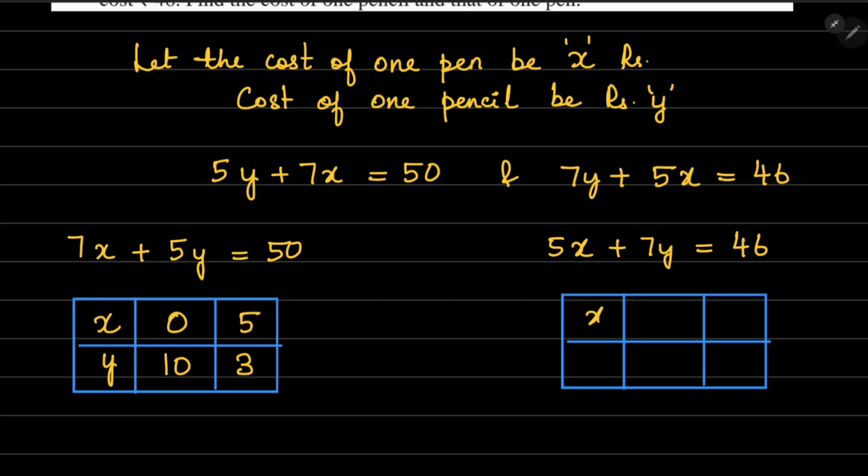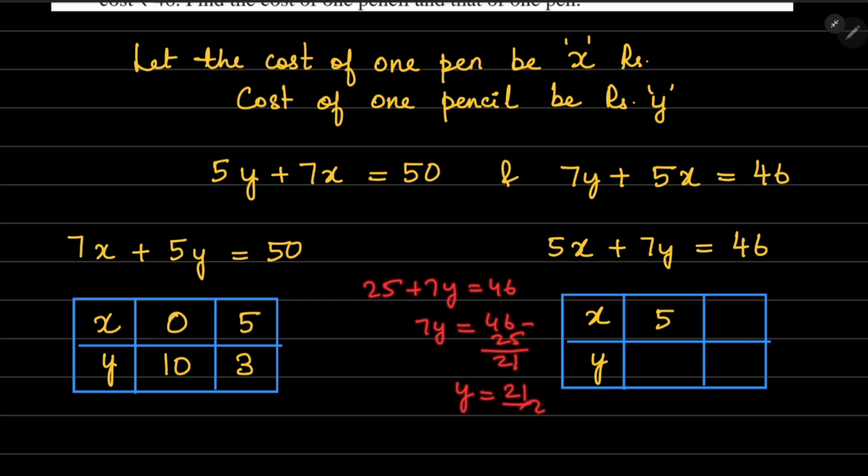Similarly, over there, x comma y, let's take few points. Suppose your x is 5. What will you get? So 25 plus 7y equal to 46. 7y equal to 46 minus 25, which is 21. So y will be 21 divided by 7, which is 3. So here y will be 3.